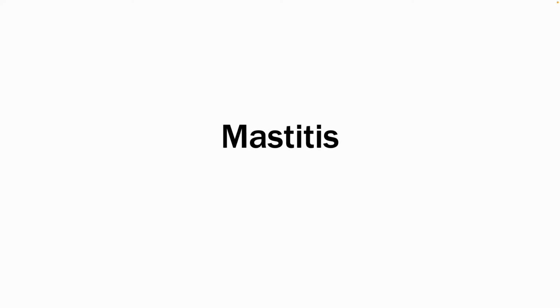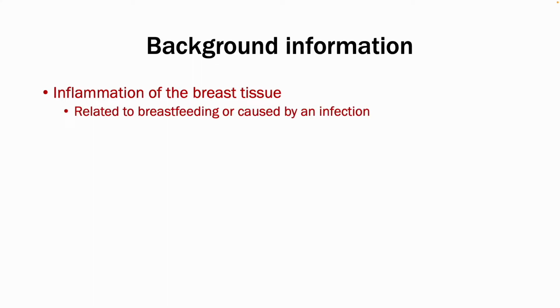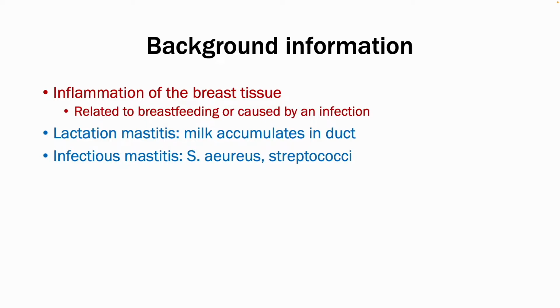Hi everyone, in this video I'll give you a brief overview of mastitis and specifically puerperal mastitis, which occurs within the first 6 weeks after childbirth. Some key background information: it is an inflammation of the breast tissue related to breastfeeding or caused by an infection. So if it's related to breastfeeding, it's when the milk accumulates in the duct, which results in inflammation. And if there is an infectious cause, it is typically S. aureus or Streptococcus.